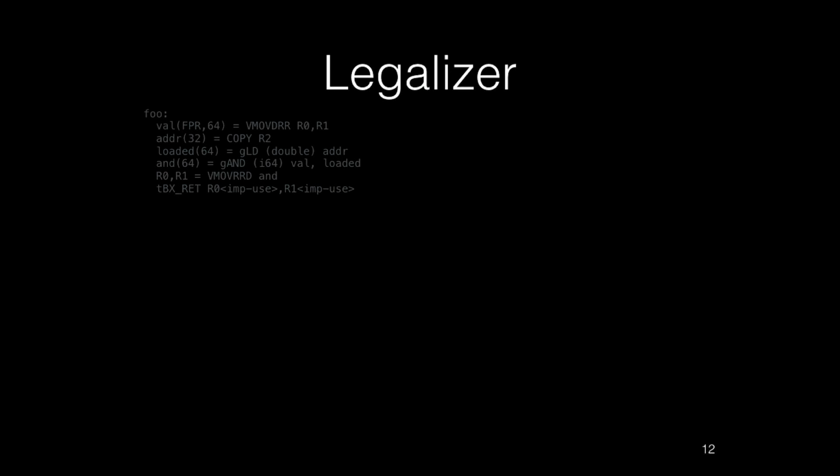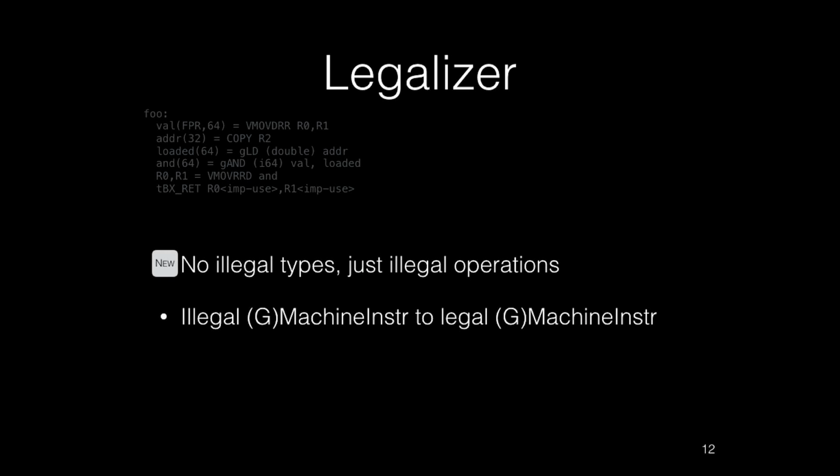All right, so the Legalizer starts with the output of the IRTranslator. There's something new with the legalization process here. There's no illegal types per se. There's only illegal operation. And as you can imagine, the role of the Legalizer is to translate this illegal machine inster to legal machine inster. So let's see how it works.